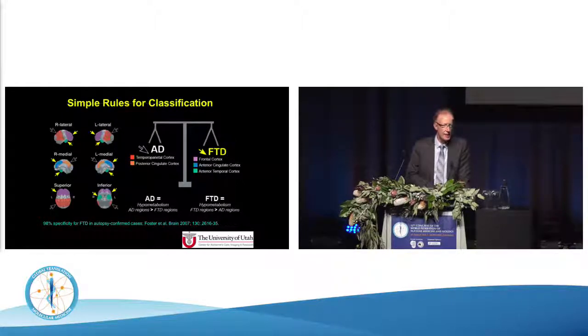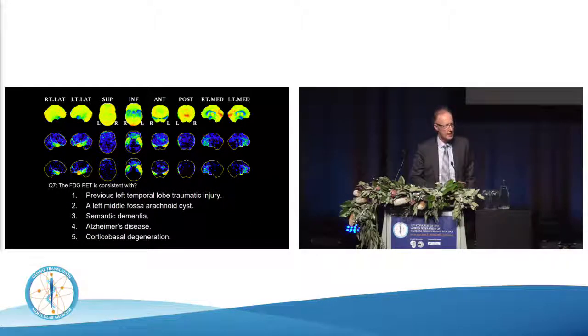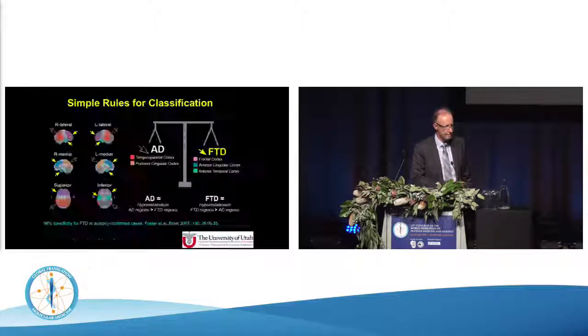Simple rules of classification I mentioned. Could this be FTD? Could this be AD? So if you put this in a scale on the neurostat, is it going to tip forward or backwards? Well, it's going to tip forward towards the front, the anterior part of those temporal lobes. So it fits that general rule of distinguishing FTD from AD.